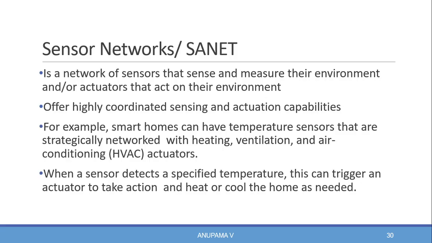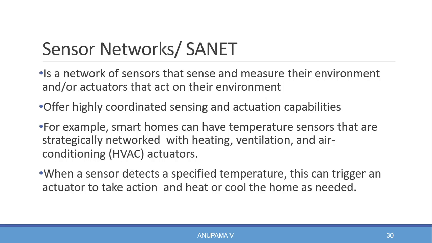Next, we'll see what sensor networks are. In short, SANET. SANET is a network of sensors that sense and measure their environment and actuators that act on their environment. The sensors and actuators in a SANET are capable of communicating and cooperating in a productive way. Sensors and actuators in SANET are diverse, heterogeneous and resource constrained. Hence, effective and well coordinated communication and cooperation is a challenge.